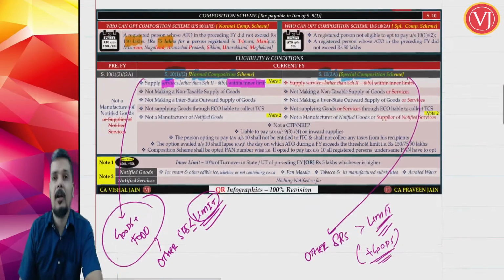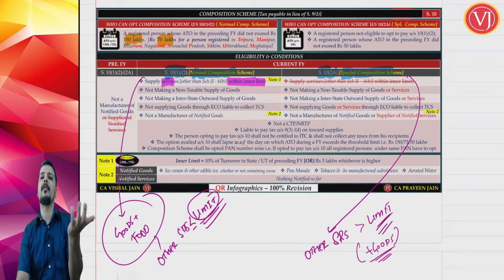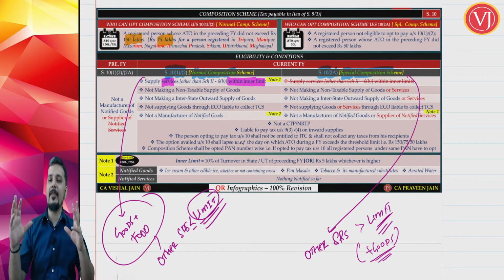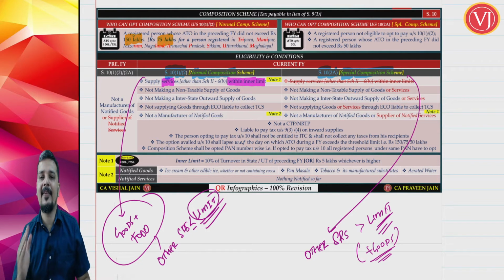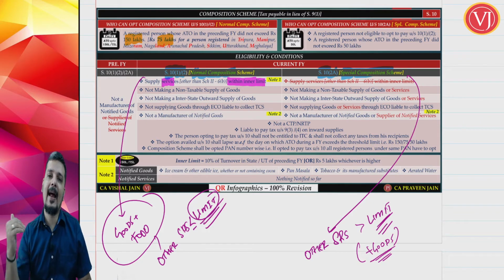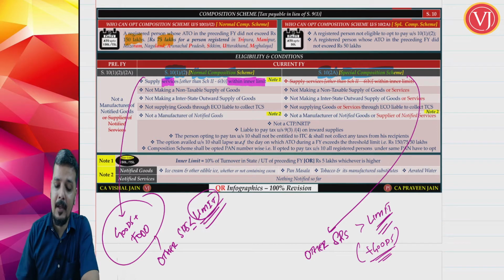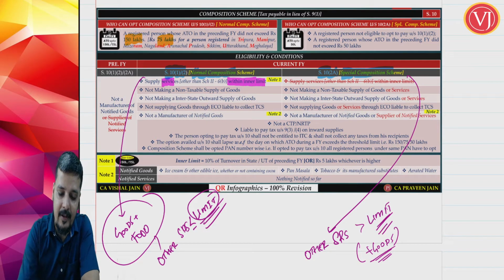Now, if you are not working in any of these states, it is 150 lakhs. So, normal composition scheme, it is 150 lakhs normally. But if you are working in any of these certain states, AP, SUM, Tripura, money, land and Ram, then it becomes 75 lakhs. But when you talk about your special composition scheme, friends, it is always 50 lakhs.